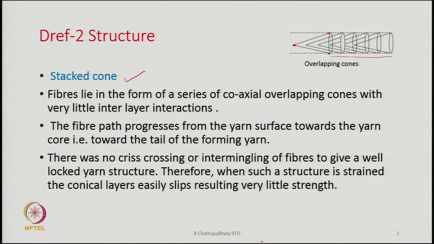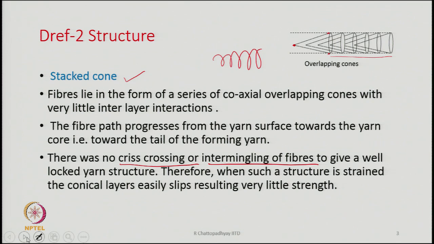Therefore, we can propose that the crisscrossing or intermingling of the fibers does not exist. The fibers are in the form of a cone, another fiber is also following a conical surface, and if we have a stack of cones one after the other, the yarn will look uniform, but if I pull them out, the entire fiber will move out, because intercone migration is not there, and hence these yarns are basically very, very weak.